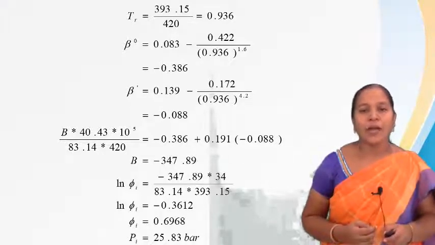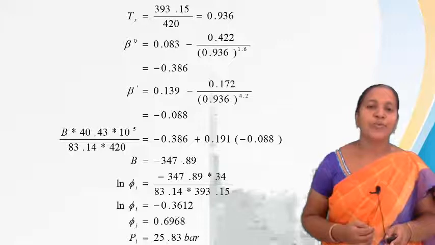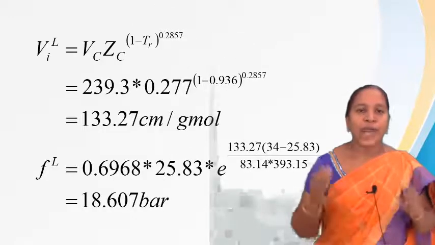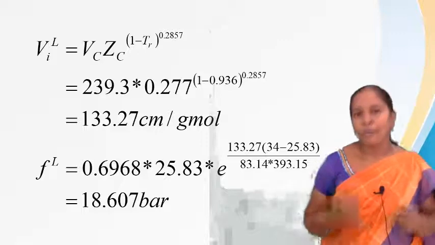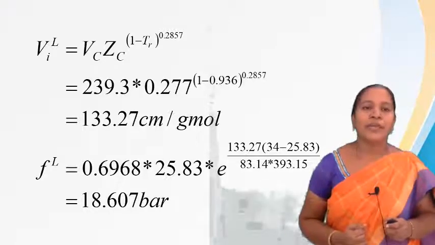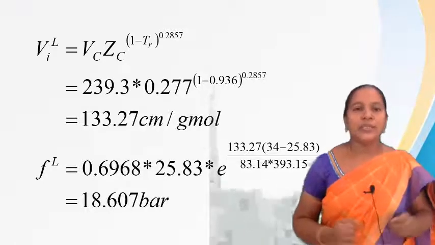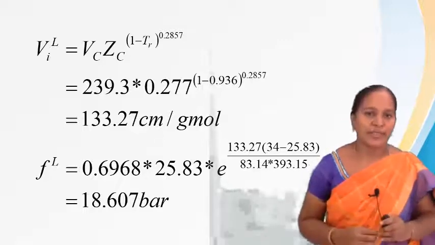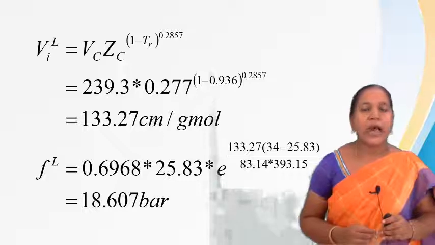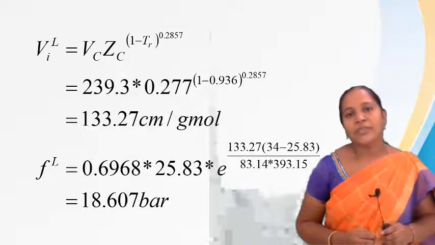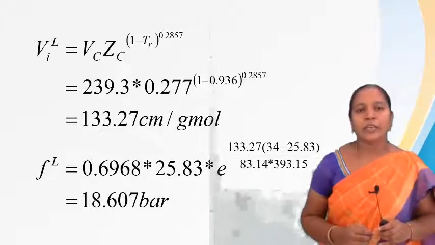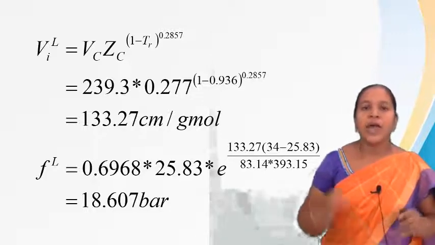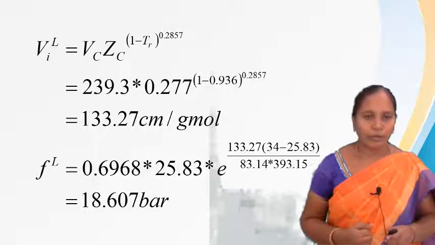The P value is already given in our problem, that is 25.83 bars. Then we have to calculate the liquid volume. From V^L is equal to Vc into Zc power (1 minus Tr) power 0.2857. Vc is already given in our problem, Zc is also given in our problem. Substitute those values and calculate the volume.